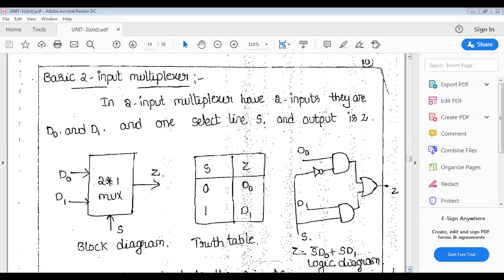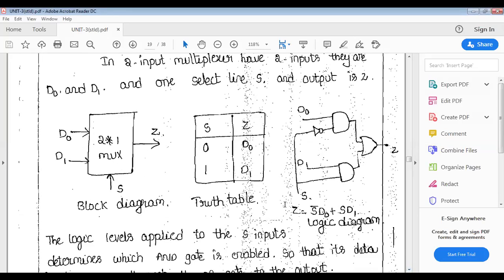Okay. Using this truth table, the Boolean expression for Z is S bar D0 plus S D1. S equal to 0 gives S bar D0, and S equal to 1 gives S D1. Using this Boolean function, the logic diagram will look like this, with 2 AND gates, 1 OR gate and 1 inverter, which is the inverter for S.